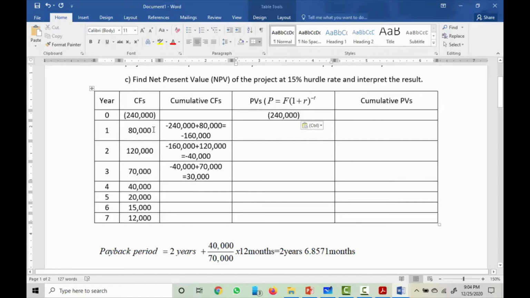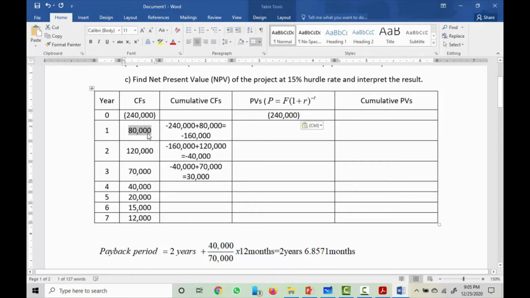Now we need to calculate the present value of this one. This is the cash flow that we will get after year 1. We need to bring this cash flow to period 0.